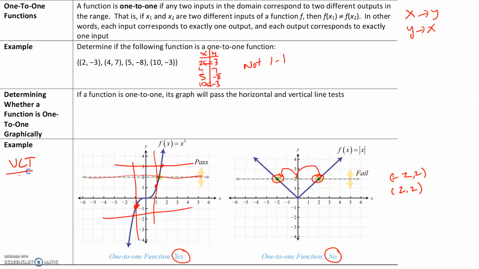The vertical line test determines if a graph is a function. The horizontal line test determines if a graph is a one-to-one function. If the vertical line test is passed, it has to be a function for it to be a one-to-one function.